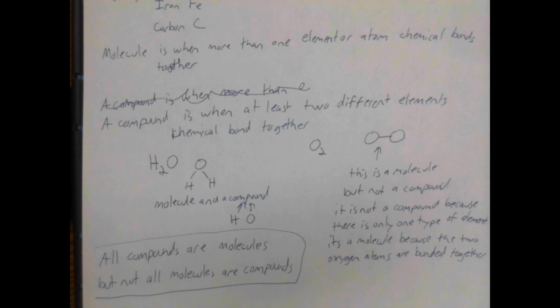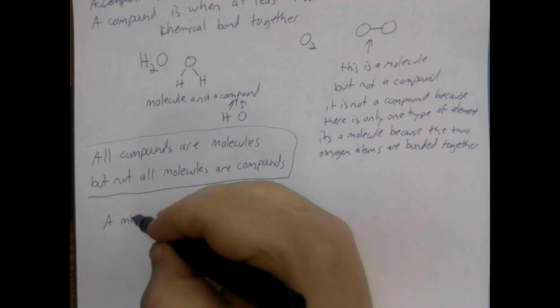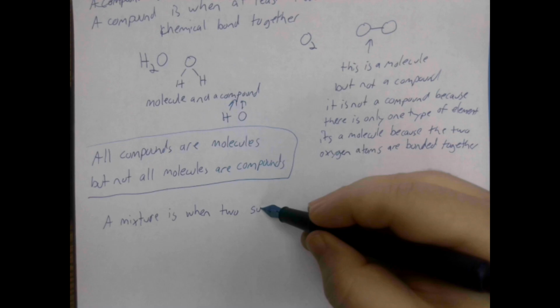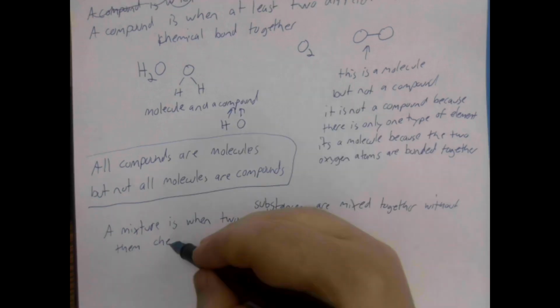Since I'm already doing this, I'll just write these definitions too. A mixture is when two substances are mixed together without them chemically bonding together.